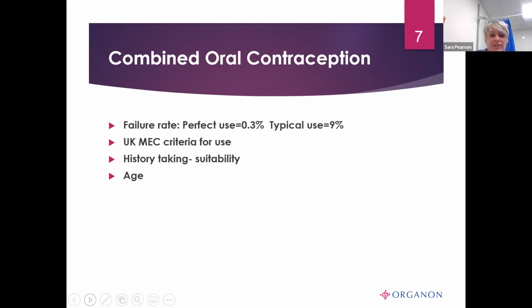So yeah, age range, it may be that you just need to consider safeguarding. But if somebody is a victim of exploitation or there's some abuse going on, the last thing they want is to have an unplanned pregnancy as well.